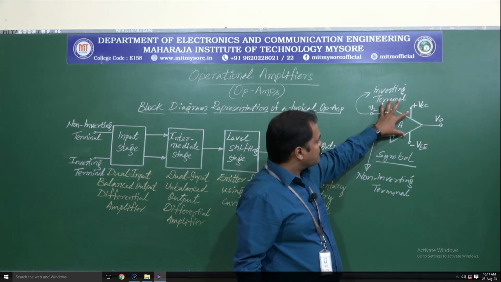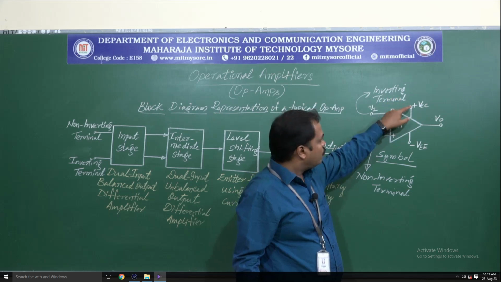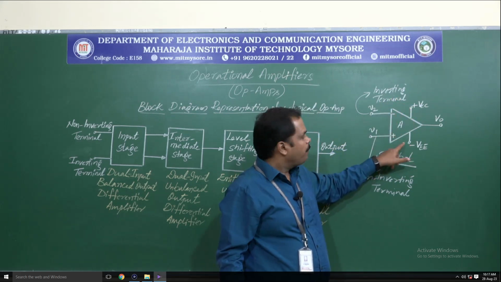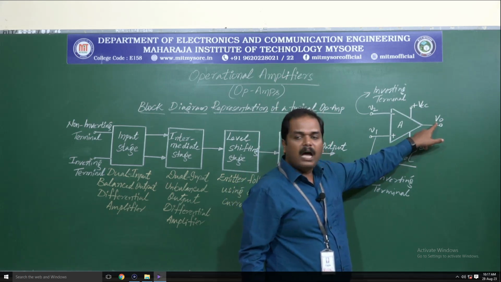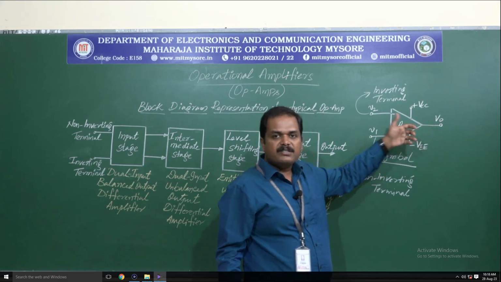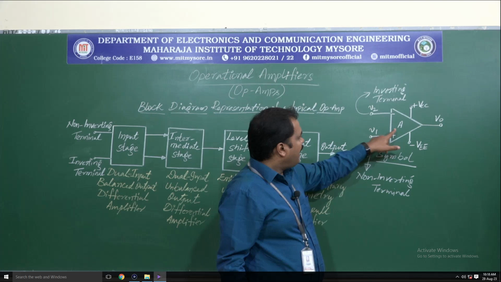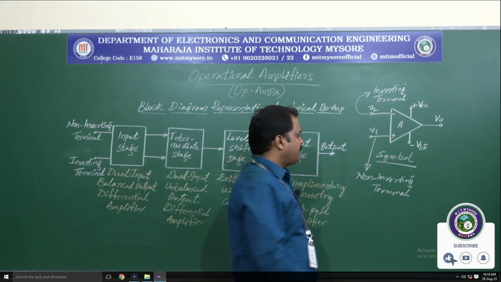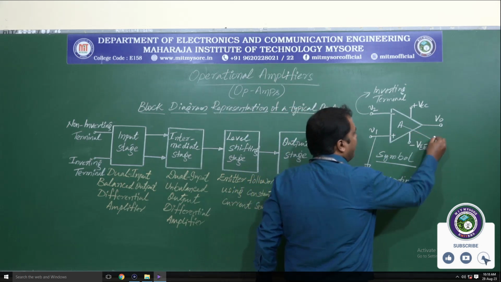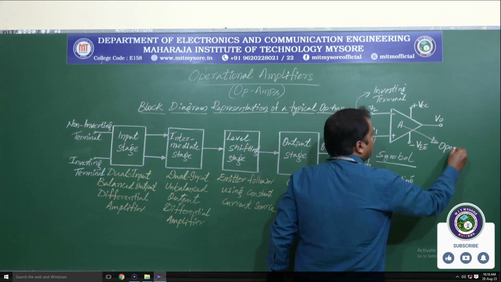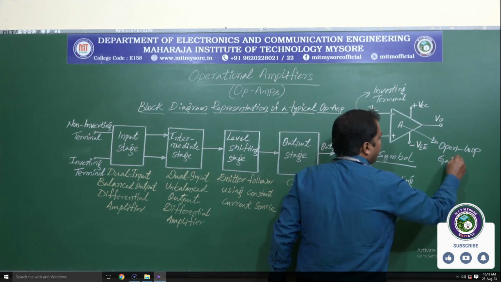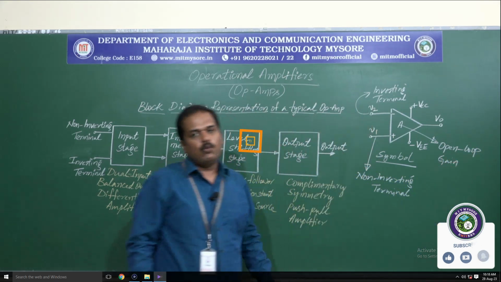This op-amp has two power supply terminals, one is plus VCC, the other is minus VEE. Here we have the output terminal, V0, which represents the output. And the A written here indicates the open loop gain of the op-amp.